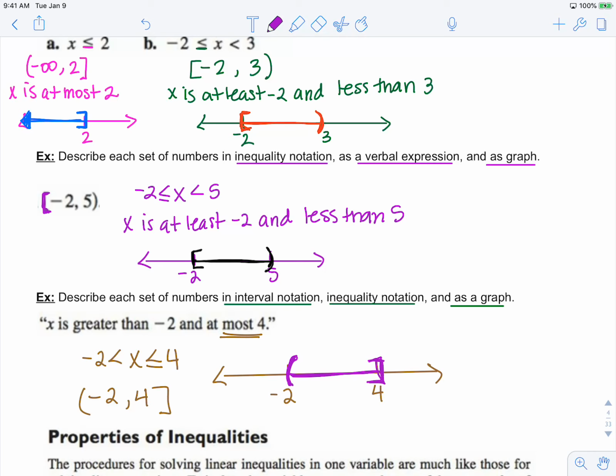So this is the formal use of inequalities using interval notation, and this is how we will interpret all of our answers when we're solving inequalities.